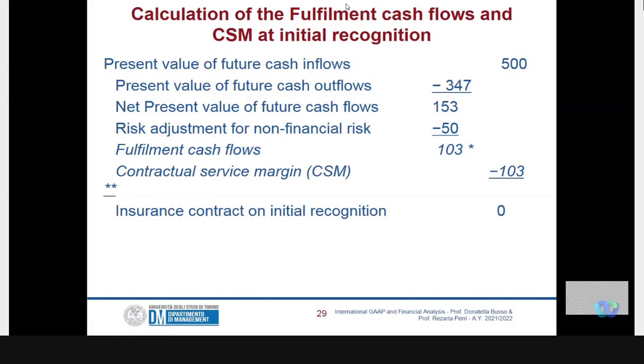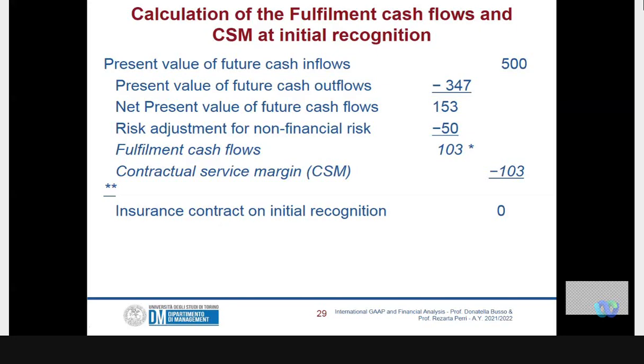So again, we calculate the fulfillment cash flows as we previously described, and then in order to have the initial value of the insurance contract zero, no profit at day one, remember? We need to recognize the contractual service margin at exactly the same amount as fulfillment cash flows, but with a minus, so they net off each other. And I have zero result from this contract at the beginning.